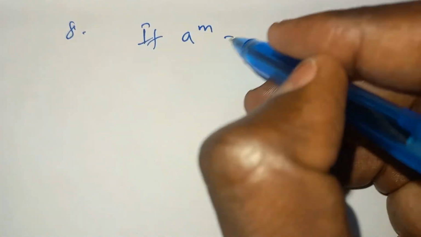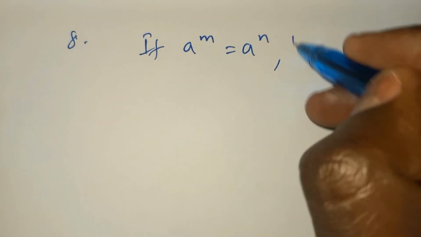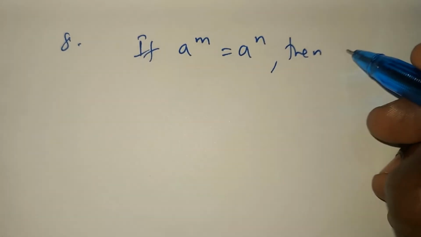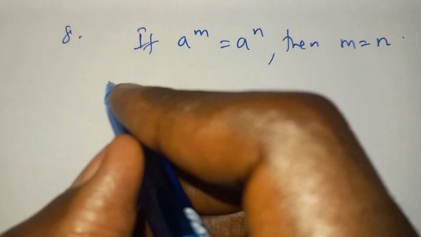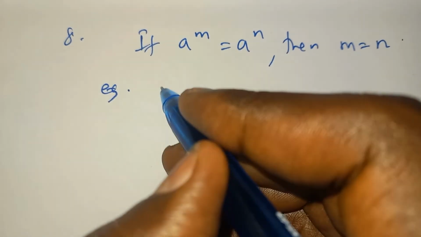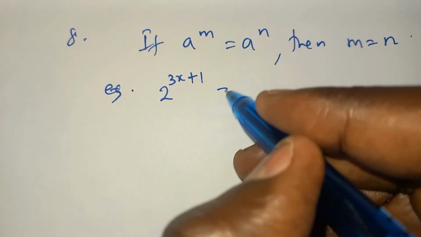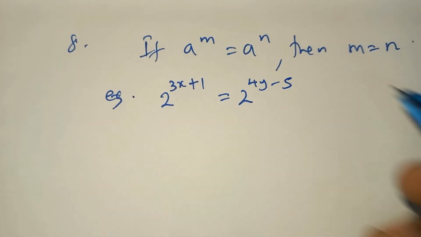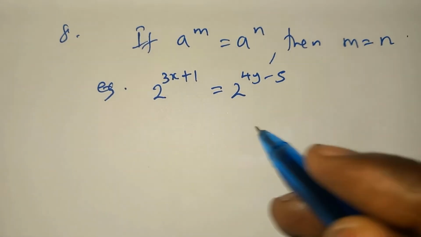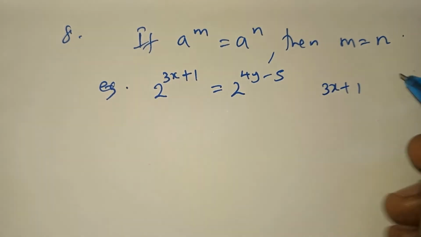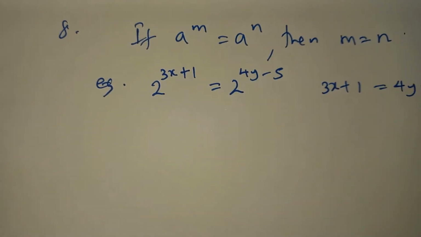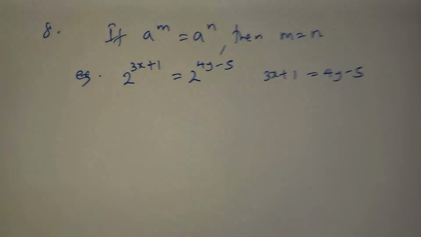Now let's look at the eighth rule of indices. What does the eighth rule of indices say? It says that if a raised to the power m is the same as a raised to the power n, then this can only hold if m and n are equal. For example, suppose 2 raised to the power 3x plus 1 is the same as 2 raised to the power 4y minus 5. Then this can only be true if 3x plus 1 is the same as 4y minus 5. So that summarizes our rules of indices.